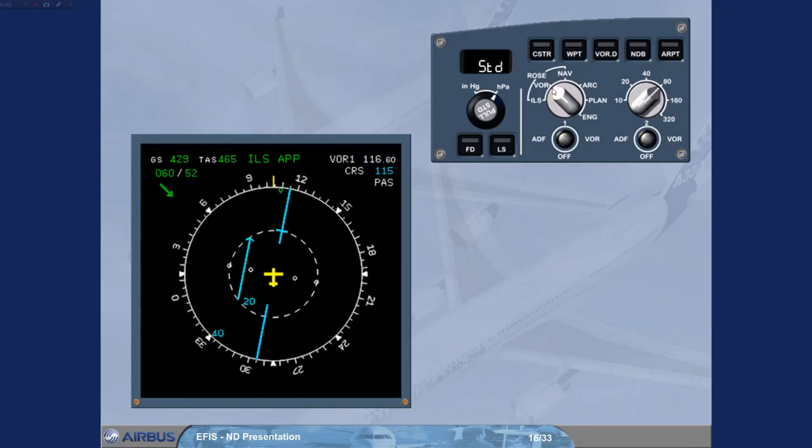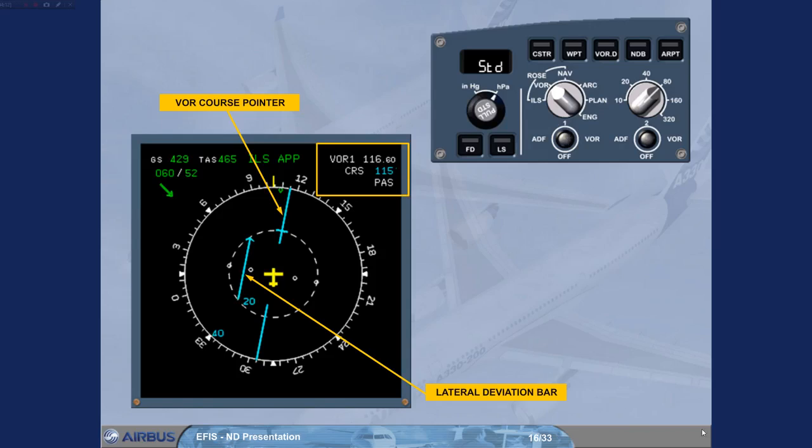The ROSE VOR mode is another raw data display. On the display, there is now a course pointer and a lateral deviation bar for the VOR, in this case VOR 1. To have this display, a course must have been selected on the MCDU radio navigation page. Like ROSE ILS, the information about the tuned frequency, the selected course, and which nav aid, here Papa Alpha Sierra, is displayed in the top right-hand corner.